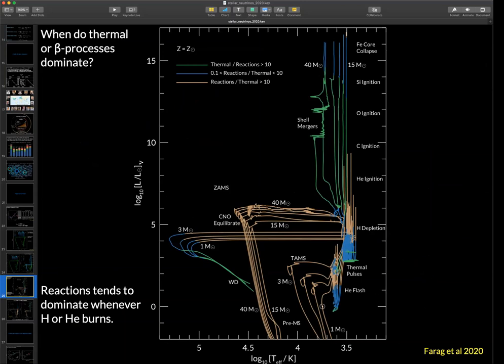And so there's lots of things to study in that diagram, but in general, the baseline conclusion coming out of that kind of question is that reactions tend to dominate whenever hydrogen or helium burn. They will be the dominant component of the neutrino losses. Other than that, it is thermal. So once you get into carbon and up, you tend to be dominated by thermal processes.